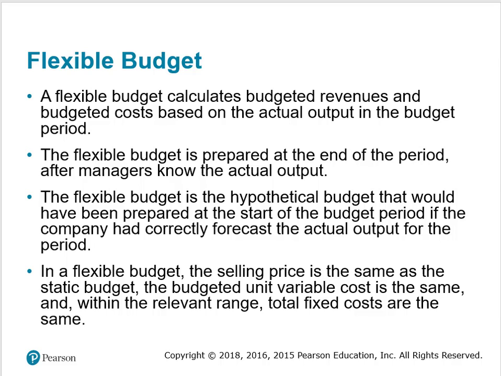Okay, so the flexible budget calculates budgeted revenues and budgeted costs based on actual output. That's the flexible part, the units. The flexible budget is prepared at the end of the period, when managers know the actual output. It's the hypothetical budget that would have been prepared at the start of the budget period if they had correctly forecast the actual output for the period, in other words, had they known in advance what the actual output would be. With the flexible budget, the selling price is the same, the budgeted unit variable cost is the same, and within the relevant range, the total fixed costs are the same. We're just looking at changes in quantity.